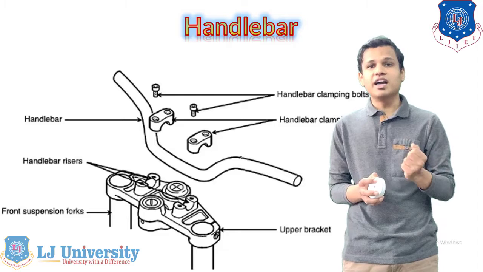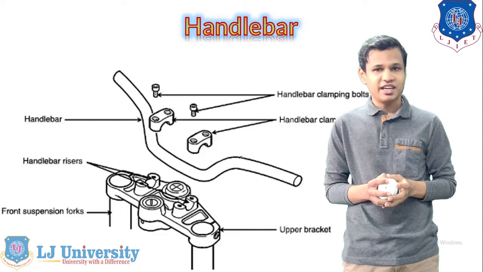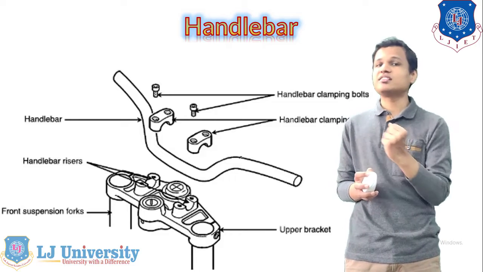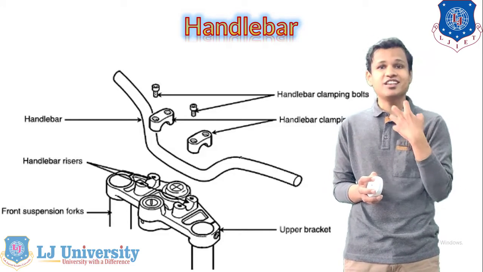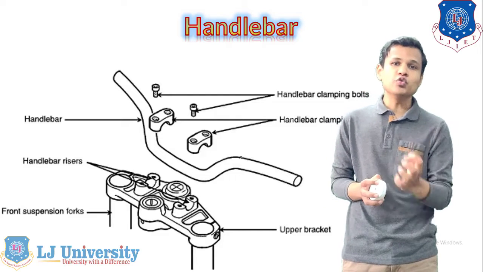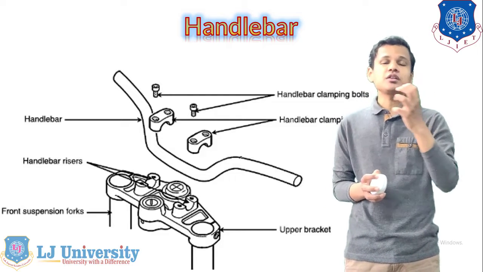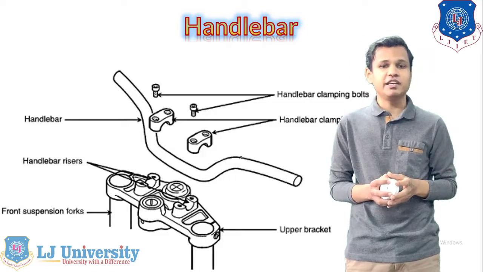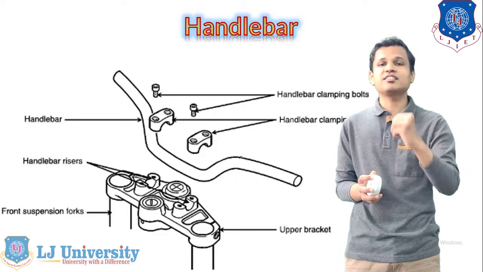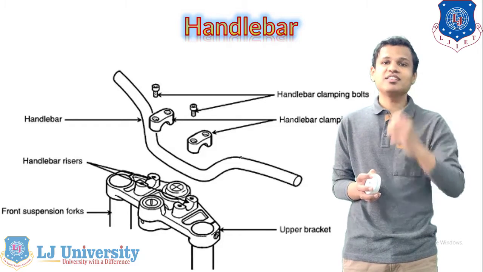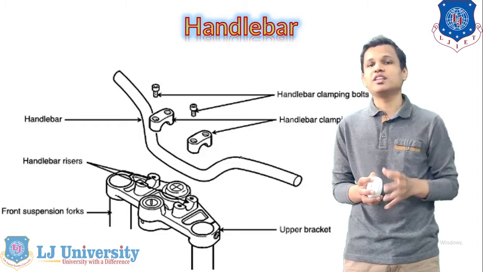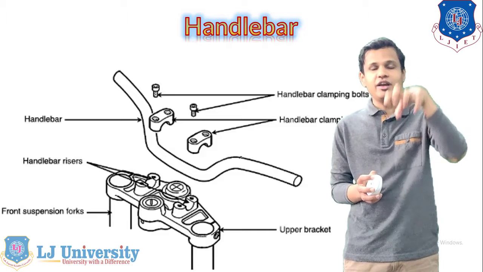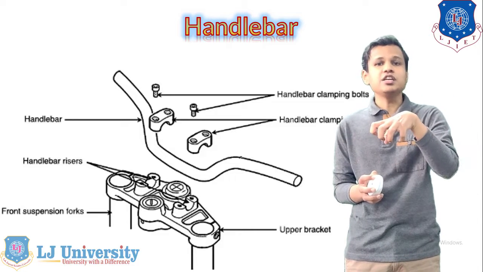In the case of the handlebar, the types of the handlebar will be classified only based on the design of the handlebar. There are various types of design depending on the various vehicles or various two-wheelers that we use in the road condition. In the case of the handlebar, there are clamping has been given, and also there are risers. You can see that risers is attached on the upper bracket of the steering column, and that risers is used to fix the handlebar on the steering column.